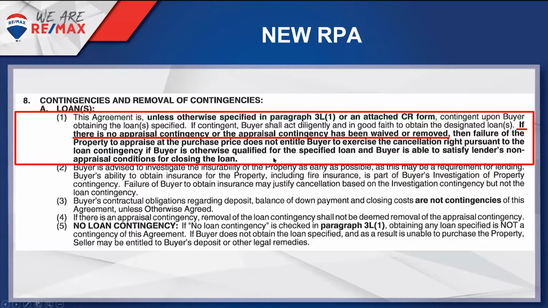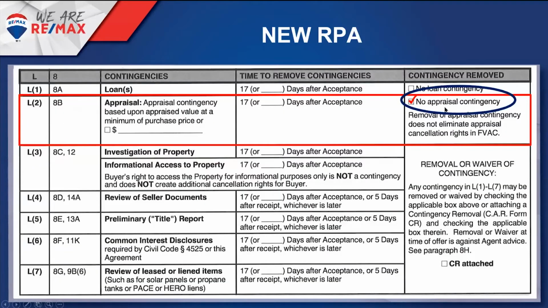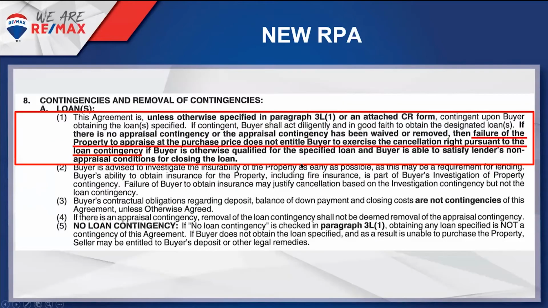Now, if there is no appraisal contingency, or the appraisal contingency has been waived or removed, and again, it could be removed even with the purchase, it can be part of the grid, no appraisal contingency, then failure of the property to appraise at the purchase price does not entitle the buyer to exercise the cancellation right pursuant to the loan contingency. So the contract makes it very clear that the loan contingency and the appraisal contingency are distinct.